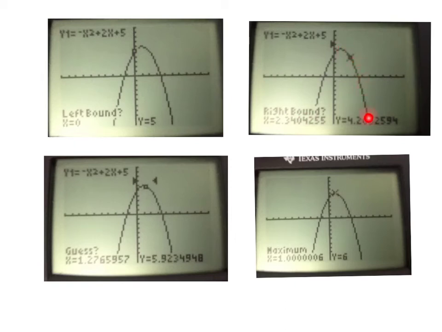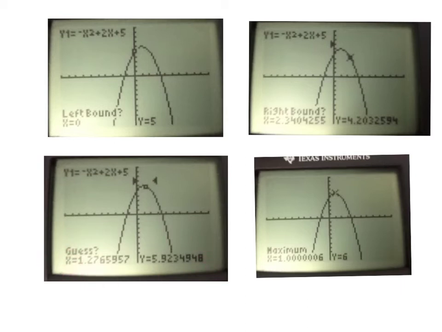So any of the points over here, I'm going to move the cursor to the right. And it's helpful when it says left, normally we move our cursor to the left. When it says right, we move our cursor to the right. So right bound, I'm going to choose any of these points and press enter. Then it's going to ask me for a guess. Now my guess, I can try and get close to where the maximum is, but the important thing is that I am between my left bound that I chose first and my right bound that I chose second. I can press enter on any point between those, and that'll be my guess.